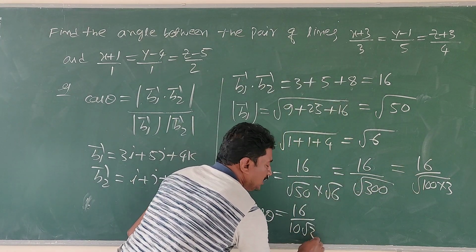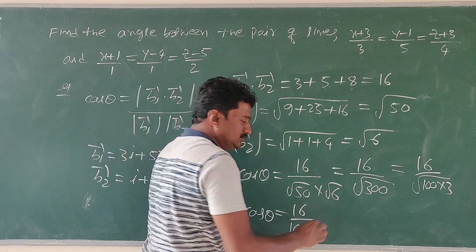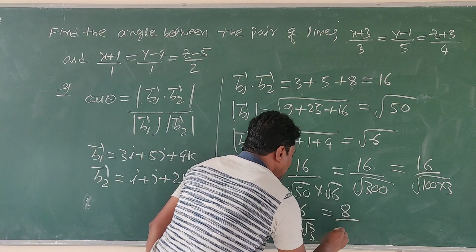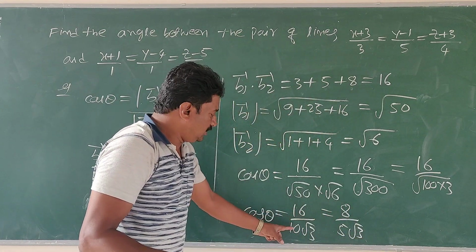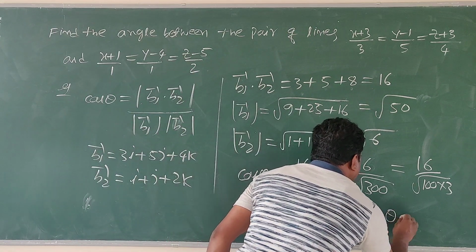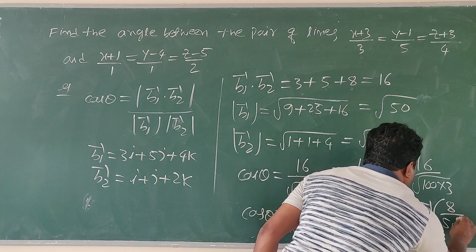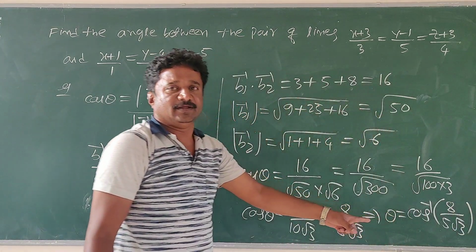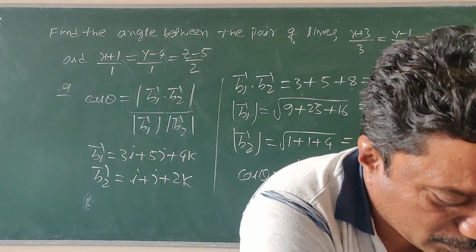Root 3. Correct? So you can divide both these two by 2. 2 8s are 16, 2 5s are 10, so 8 by 5 root 3. Tell me theta, students. Finally, theta is equal to cos inverse 8 by 5 root 3. Perfect answer. So what is the angle between two lines? Cos inverse 8 by 5 root 3.